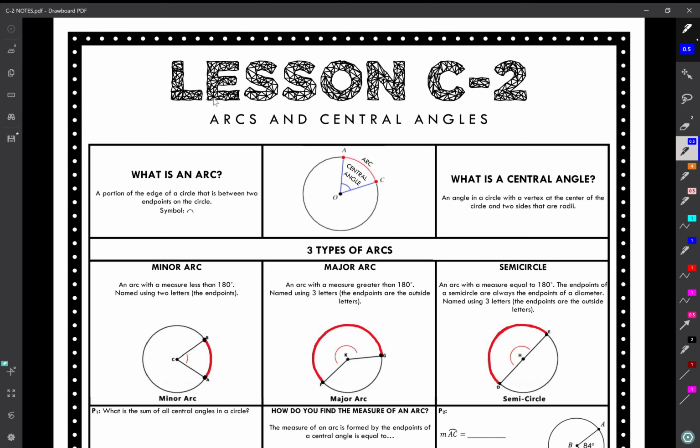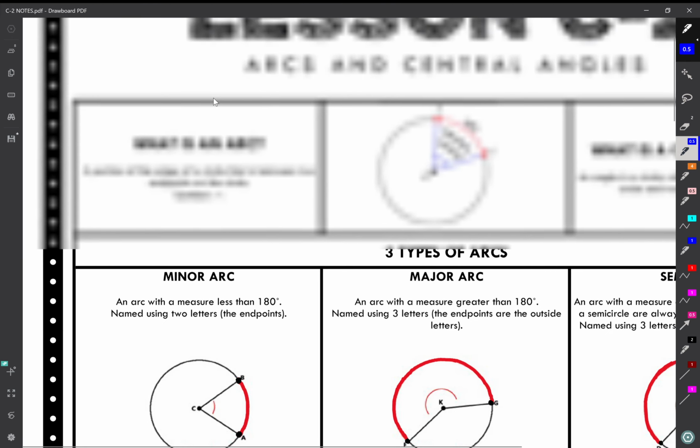Okay, this is lesson C-2, which is titled Arcs and Central Angles. This will be, I think, the third lesson altogether with our area and circumference lesson. So this is our third lesson on circles. This one's called Arcs and Central Angles. We'll talk a little bit more about what arcs are and then the central angles that are with them as well. So what is an arc?